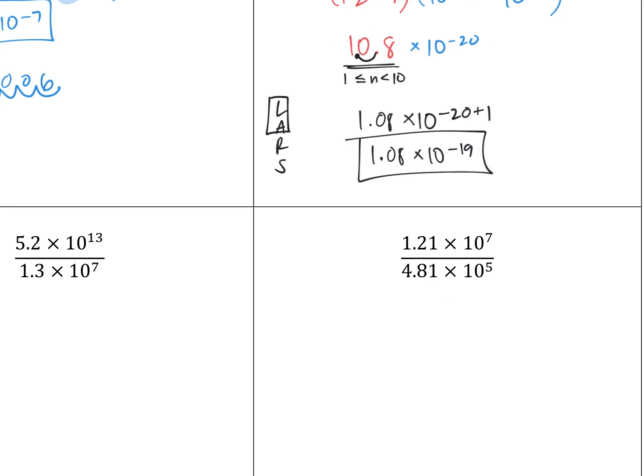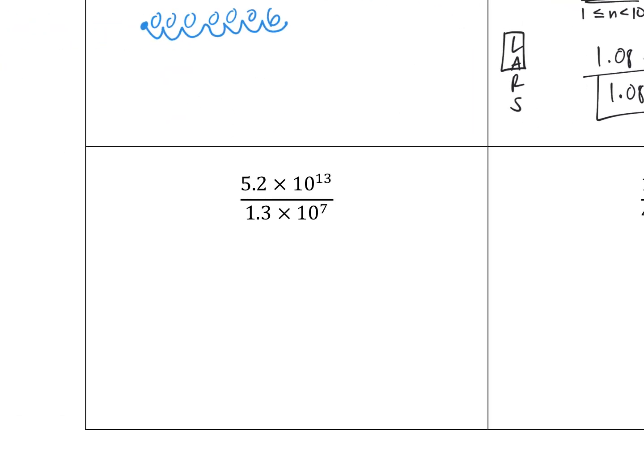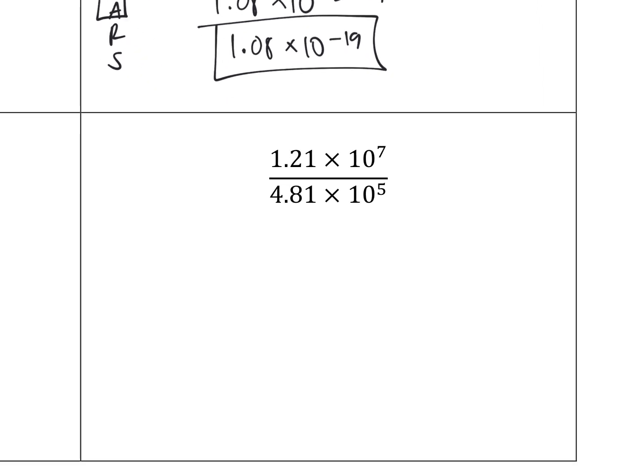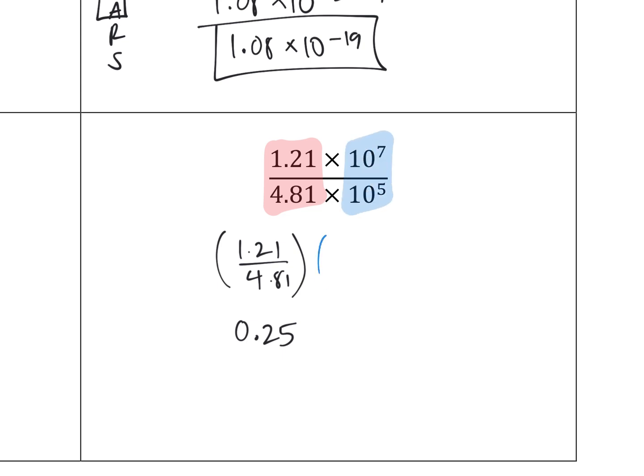All right, and we're just going to look at this example right here. If you want to check your answer on this third box, you should end up with 4 times 10 to the 6th power. But I want to talk about this one right here. For division, we're going to do the same idea. We're going to take these numbers right here and divide them. So when I plug that in my calculator, 1.21 divided by 4.81, we end up with 0.25. Okay, and then I'm going to do the same thing with my 10 to the power of exponents. And then I've got 10 to the 7th power divided by 10 to the 5th power.